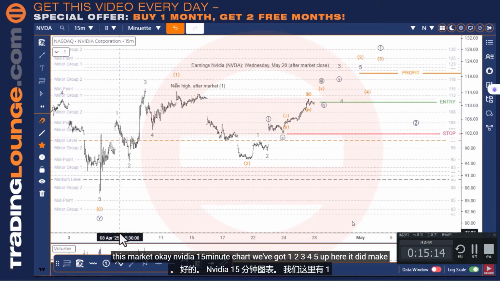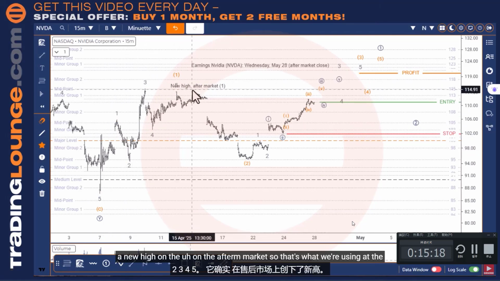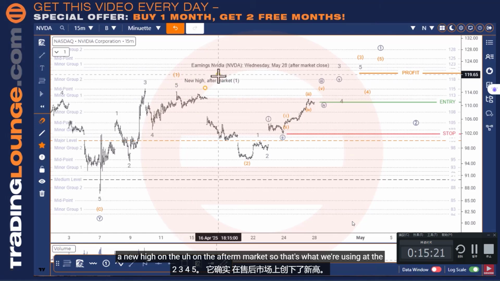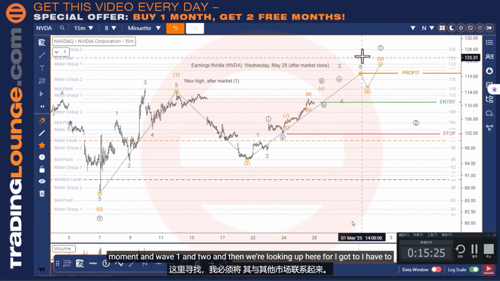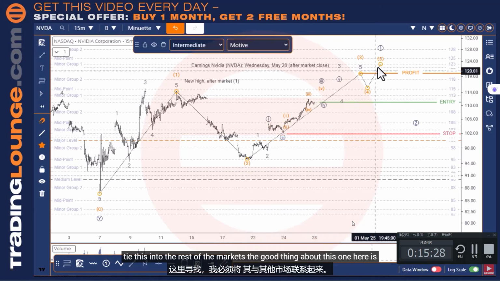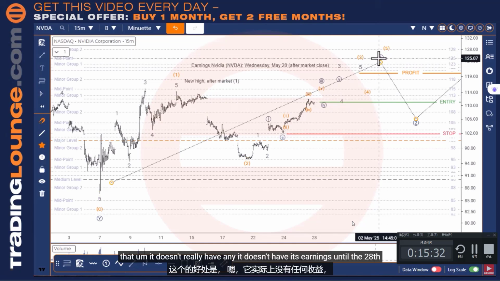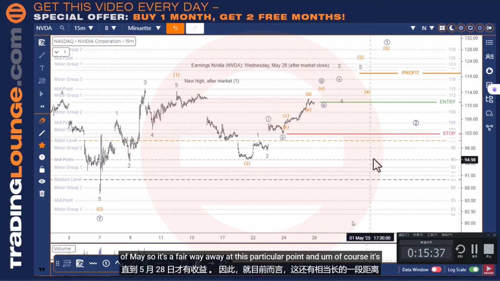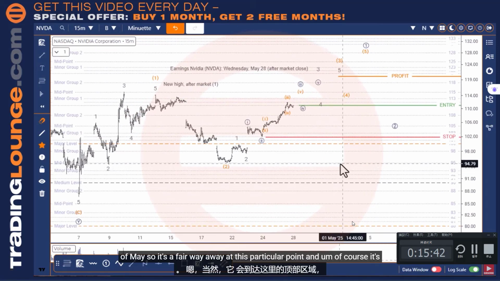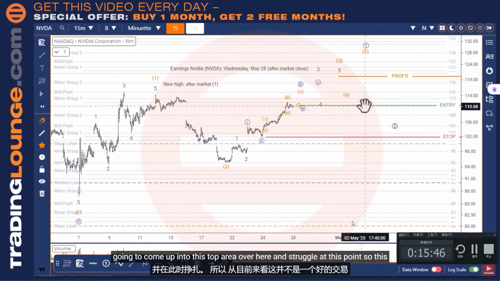Okay, NVIDIA 15-minute chart. We've got 1, 2, 3, 4, 5 up here. It did make a new high on the aftermarket, so that's what we're using at the moment. And wave 1 and 2, and then we're looking up here. I have to tie this into the rest of the markets. The good thing about this one is that it doesn't have its earnings until the 28th of May, so it's a fair way away at this particular point. And of course it's going to come up into this top area over here and struggle at this point.